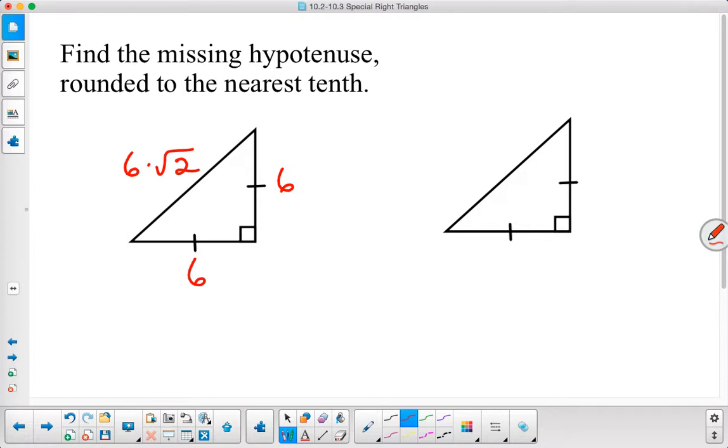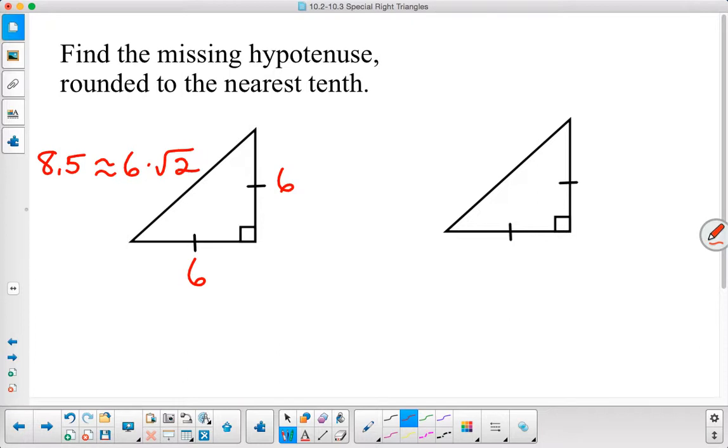Looking at the directions, it says rounded to the nearest tenth. So grab your calculator. 6 times the square root of 2 to the nearest tenth would round to be 8.5. So you took the leg length and multiplied by the square root of 2.